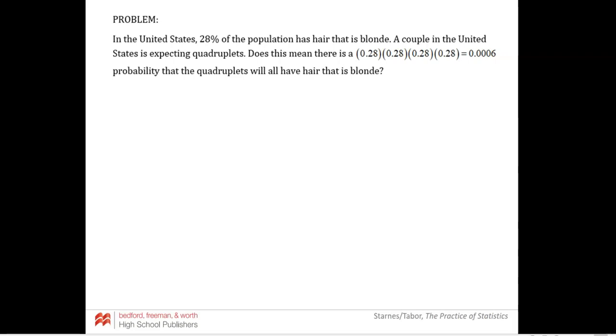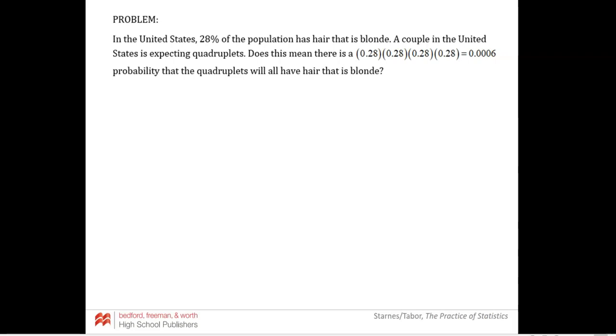In the United States, 28% of the population has blonde hair. A couple in the United States is expecting quadruplets. Does this mean that there is a 0.28 times 0.28 times 0.28 times 0.28 probability that the quadruplets will all have blonde hair? Are those events independent? If 28% of folks are blonde, and some couple, we don't know if they have blonde hair or not, is expecting quadruplets, is color of hair independent for each kid you have? Does it matter what color hair your parents have?